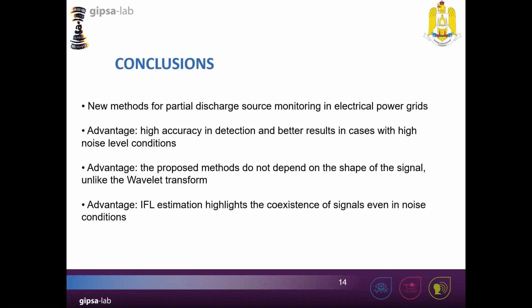We also show that the method based on compressive sensing can be used in combination with the spectrogram, so that the level of accuracy of the results is higher. The estimation of instantaneous frequency load is successfully done using the phase diagram analysis by associating time frequency points according to the criteria defined by this method. This highlights the coexistence of signals even in noise conditions.